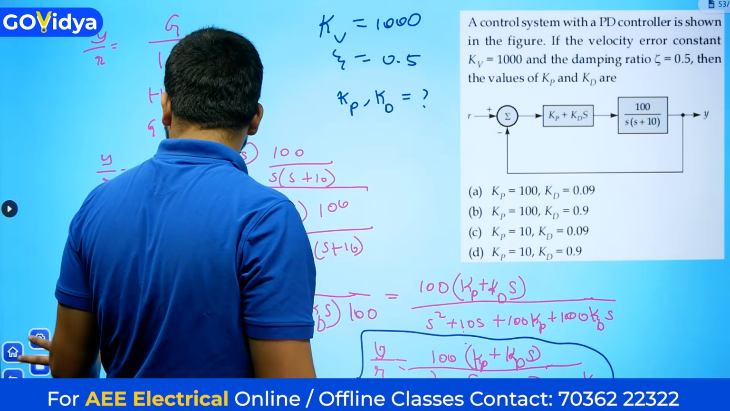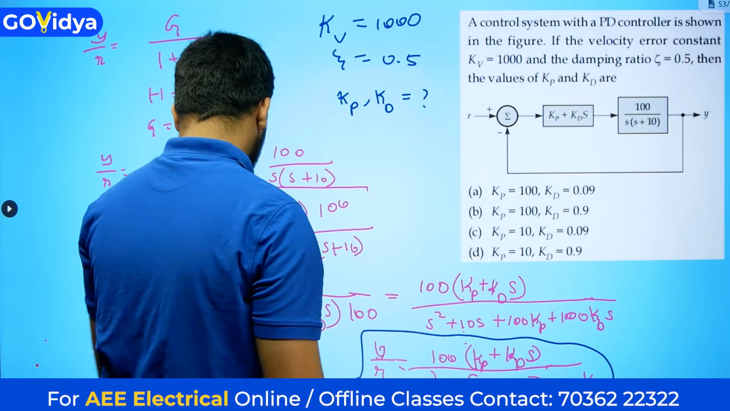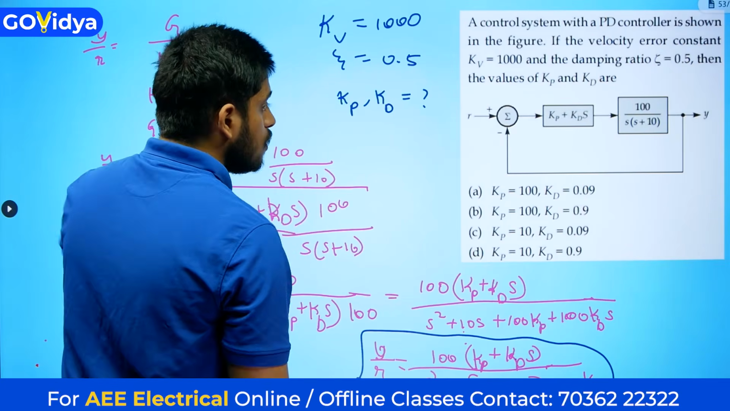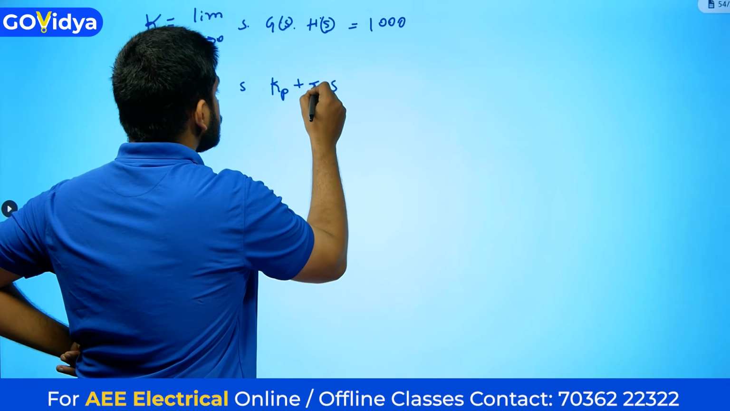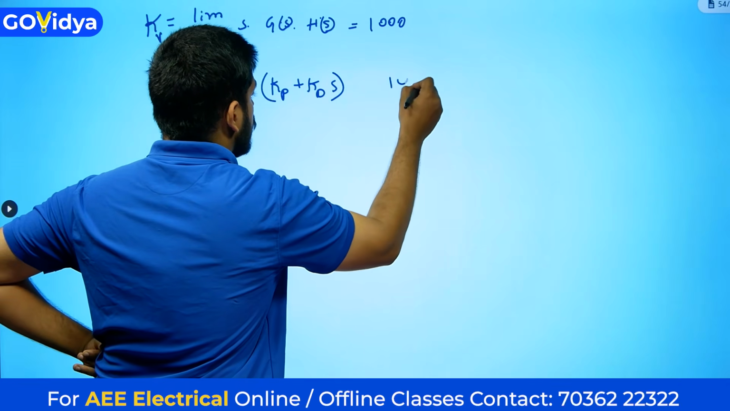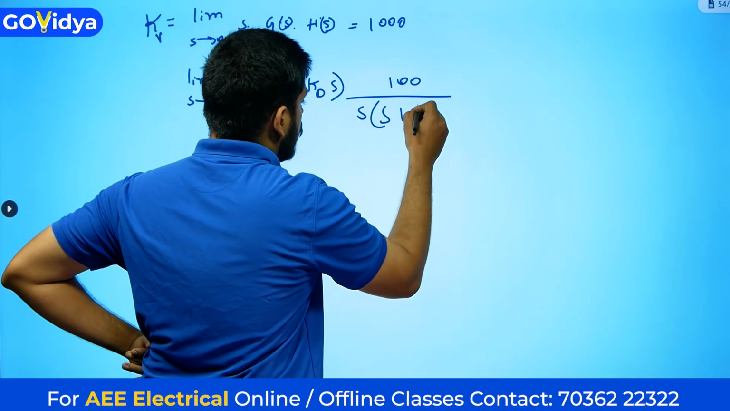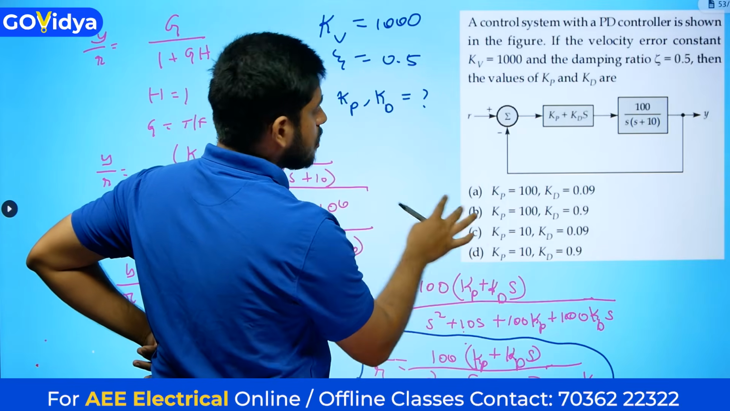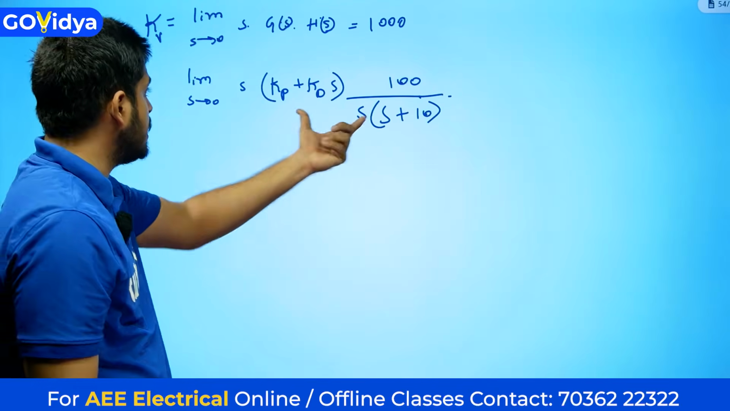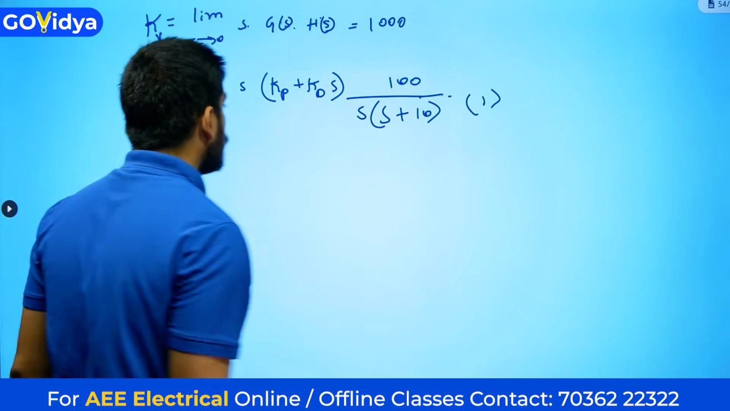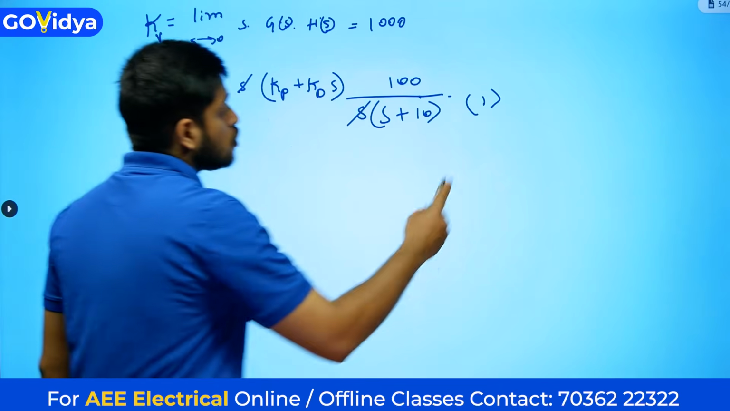So Kp plus KDS into 100 by s of s plus 10. Sorry, it is s plus 10. Okay, good. It is s of s plus 10. Okay, this is the g and h value, however h is 1. Into 1. So here s and s are cancelled, and s should be put 0, and this whole should be equal to 1000.